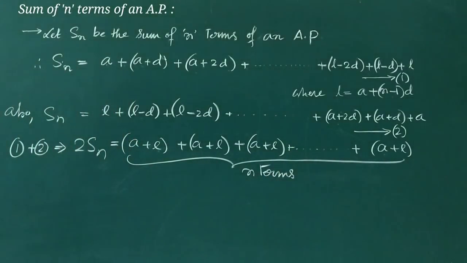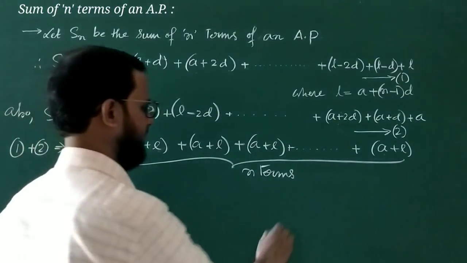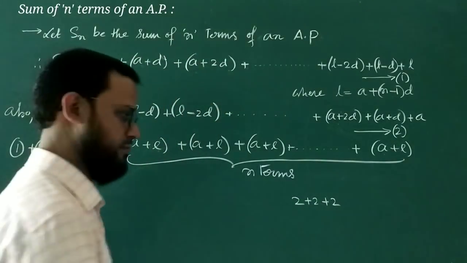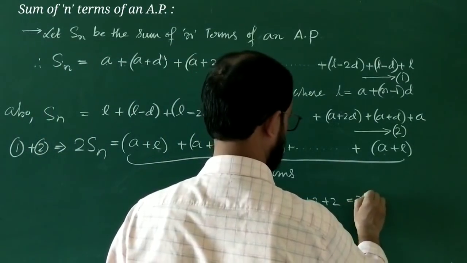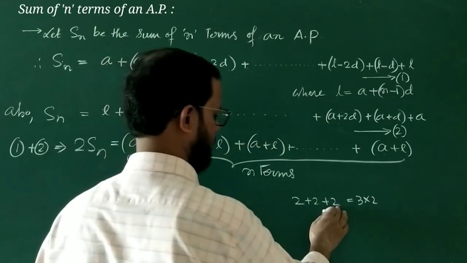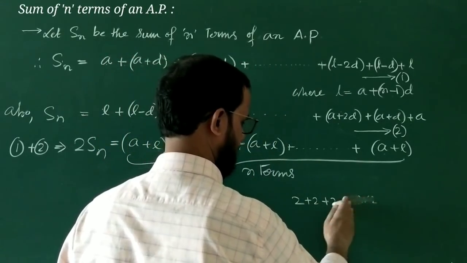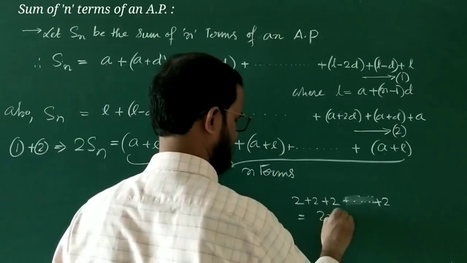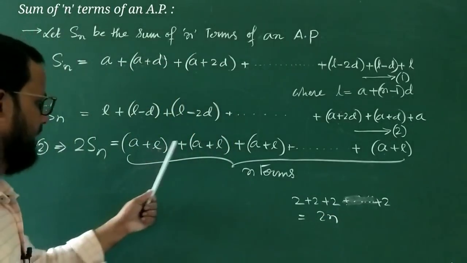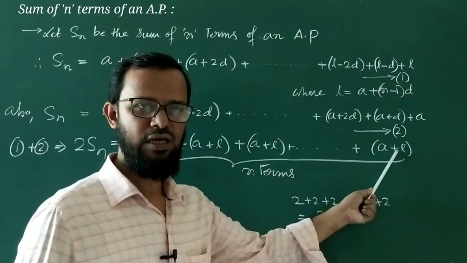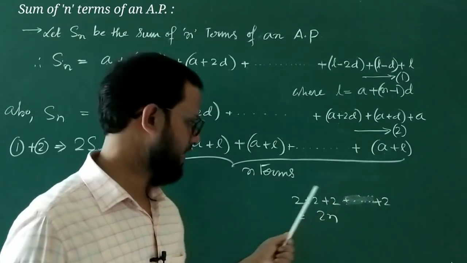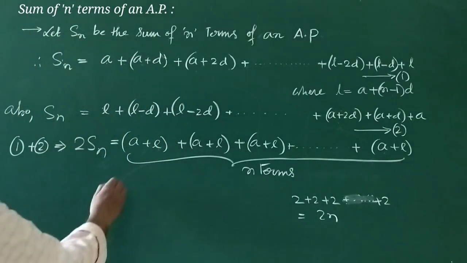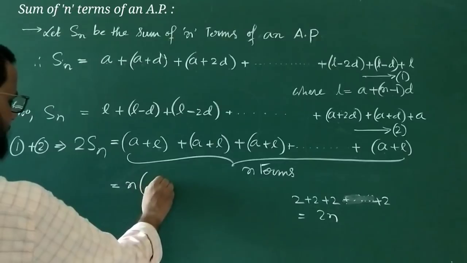And you know that if I write 2 plus 2 plus 2, added 3 times, you can write 3 into 2. Yes or no? If you add it 4 times, then it is 4 into 2. And if you add 2 n times, you can write n into 2, that means twice n. Since a plus L are all the same terms, a plus L is added how many times? n times, as there are n terms. So adding n times means n will be multiplied, that is, n into (a plus L).